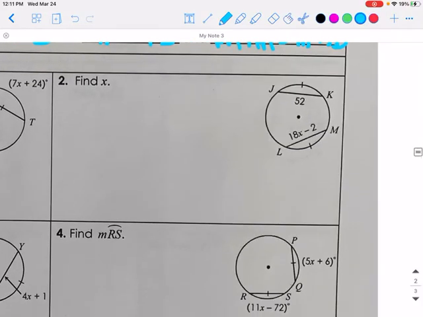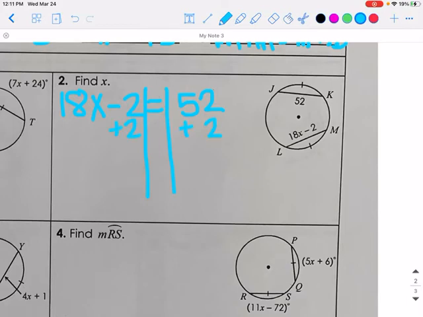Number 2, since I know that those arcs are the same, 18x minus 2 is equal to 52. Add 2. 18x is equal to 54. Divide by 18, divide by 18. x is equal to 3.